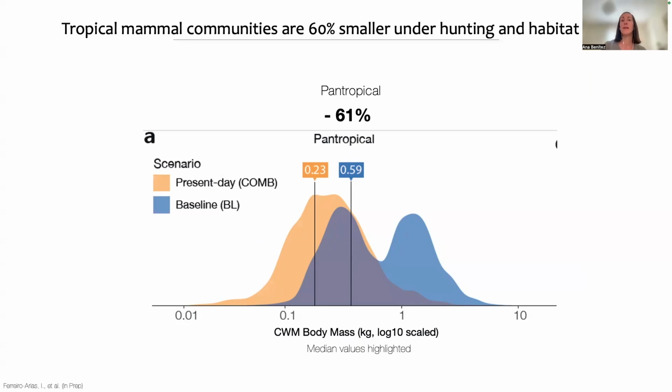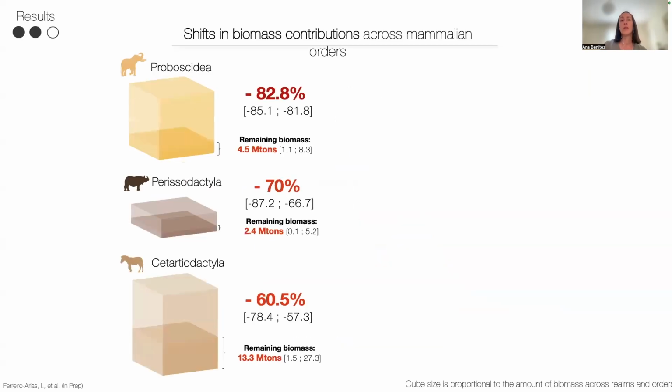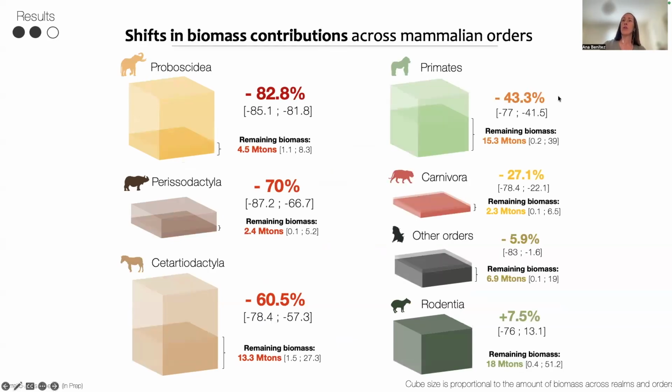And this is very clear when we split the results by mammalian orders. So basically losing the elephants, not the species per se, but basically the two species that are left, their abundances are being reduced so much and the range size is so much that the amount of biomass they accounted for in the past has now been lost by 80%. Something similar is happening with the rhinos and the ungulates. And with other orders, not that dramatic.